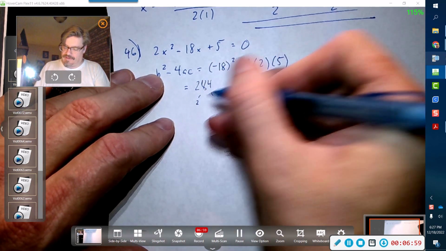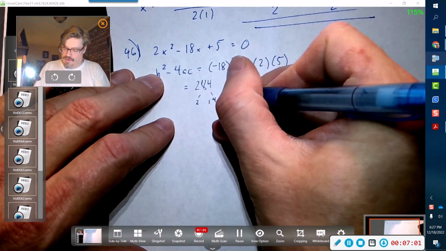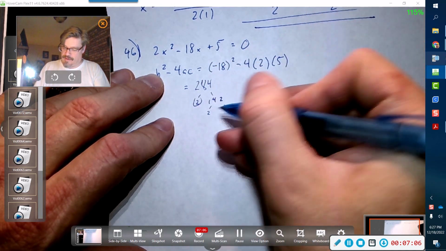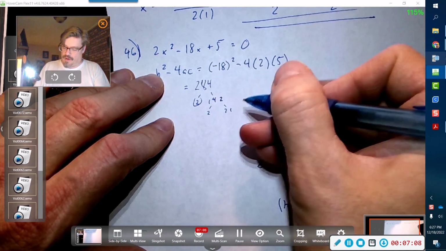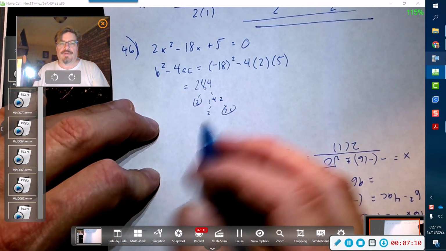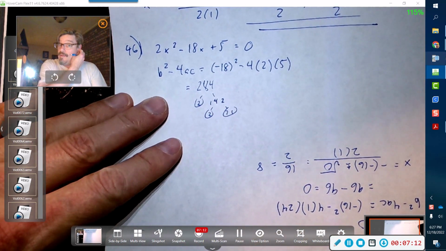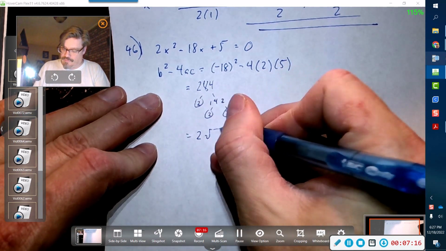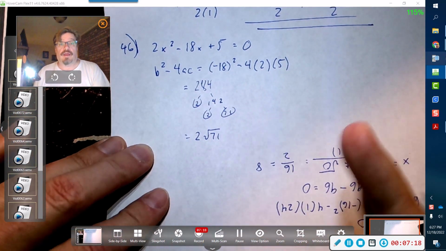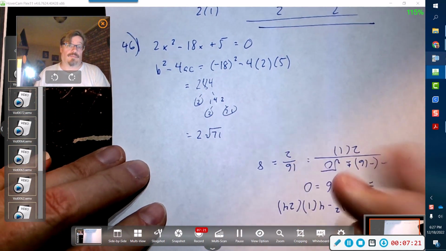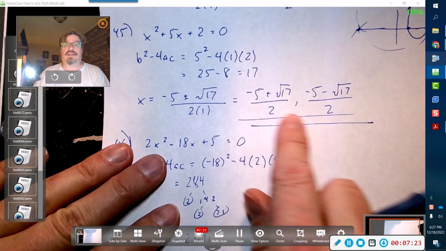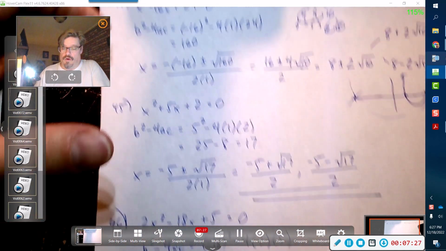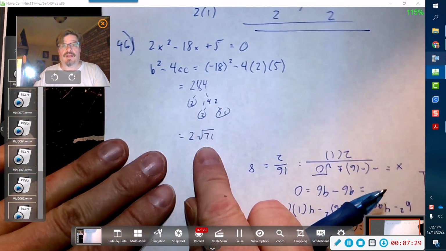So 2 will definitely go in it. 1, 4, 2. Right, 1, 4, 2, and then 2 will go into that one, and it's going to be 71. Okay, so it looks like I can take out a pair of 2's. 71 is a prime number, and so it looks like it's 2 radical 71. Okay, now that's great. I actually already simplified it. So you can simplify it at the end, like what we did here, or you could simplify it before you actually put it in the rest of the quadratic formula.